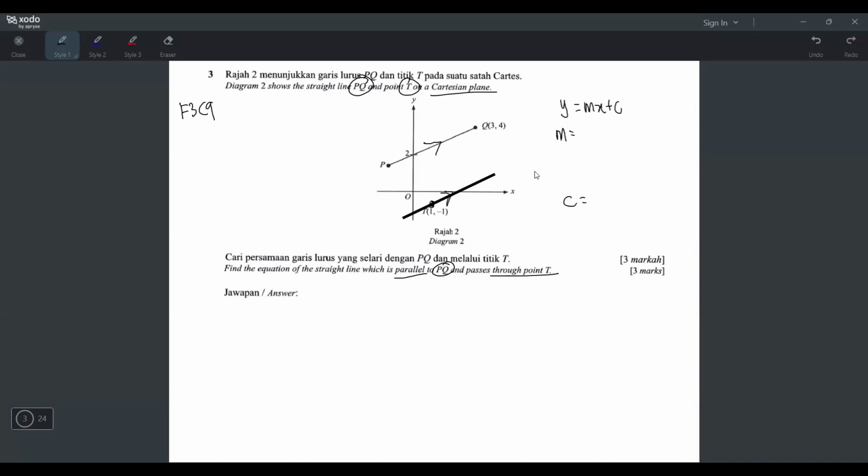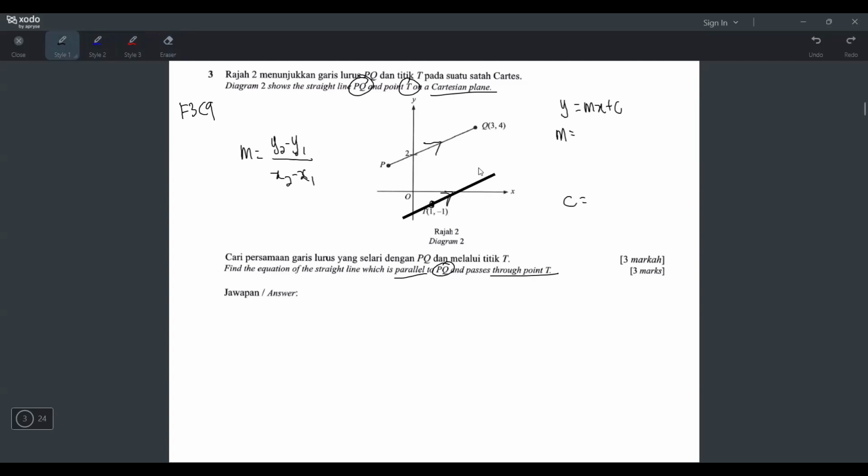Okay. Yeah, so I should write down the gradient formula, right? So take the difference of y divide with the difference in x. Okay, this one is 1. So it means you ambil beza y bahagi beza x lah. But if you look closely at this line, you don't have two coordinates. You kena ada dua coordinate baru boleh masuk dalam formula ni, y minus y, x minus x.